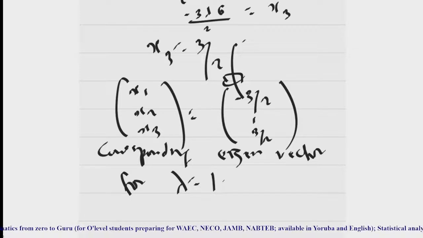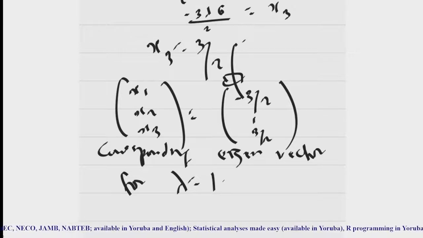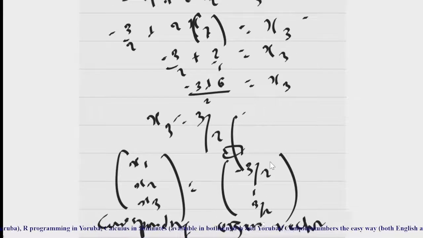So I leave the rest as an exercise for you. So find it when lambda is equal to 2, and when lambda is equal to 3. We found when lambda is equal to 1.